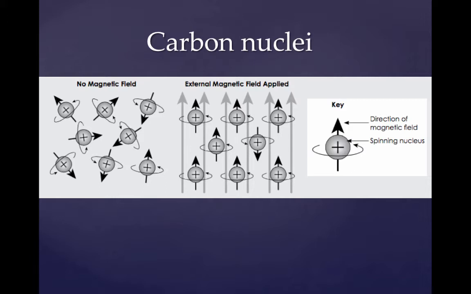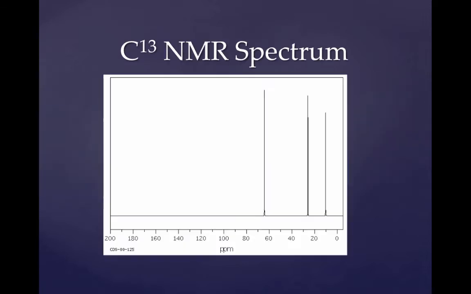It is possible to flip the nuclei to align with the magnetic field if a sufficient amount of energy is applied. The energy needed to make the nuclei flip depends on the strength of the external magnetic field used, but it is usually in the range of energies found in radio waves, so about 25 to 100 megahertz. It is possible to detect this interaction between the radio waves and the nuclei as a peak on the graph.